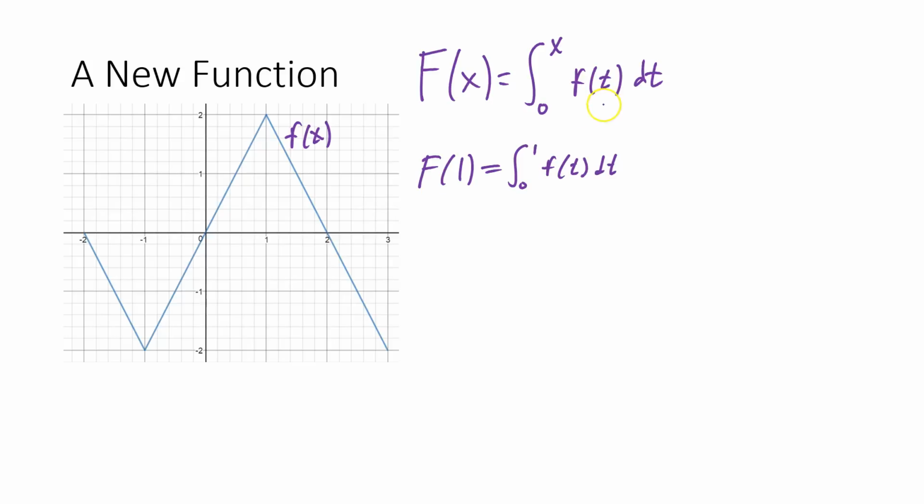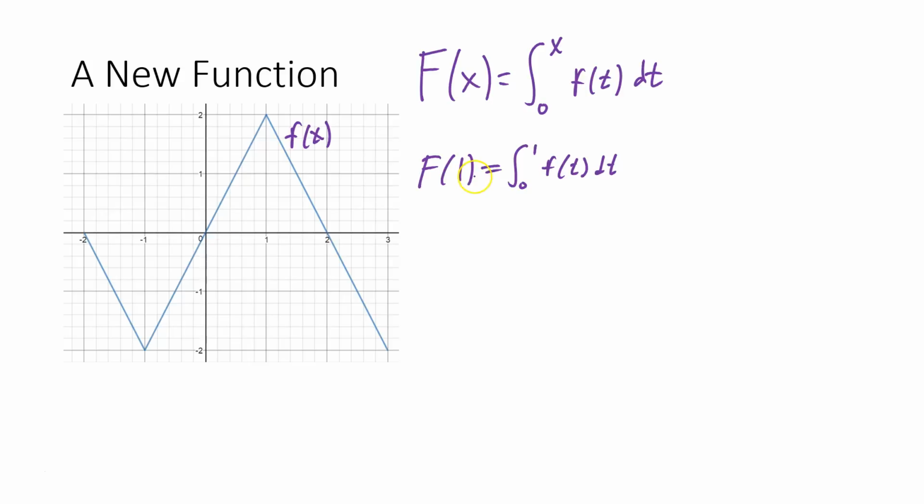The reason we can't use an x is because if we had an x here, we'd have too many x's, right? Because then F of 1 would be the integral from 0 to 1 of f of 1, but that would be a constant. So we have to use some different letter in here to be able to define it this way. So let's find this value.